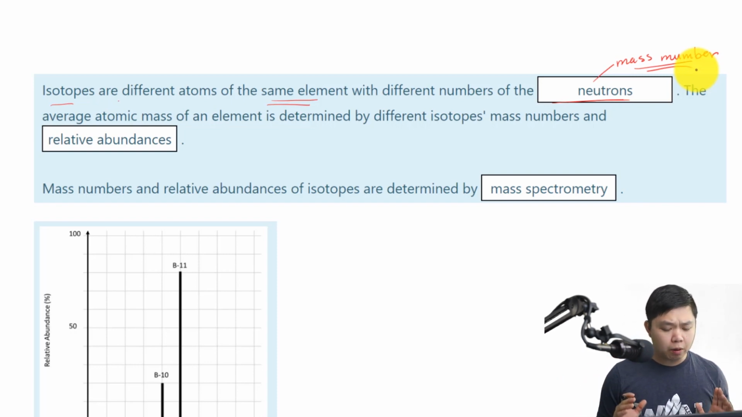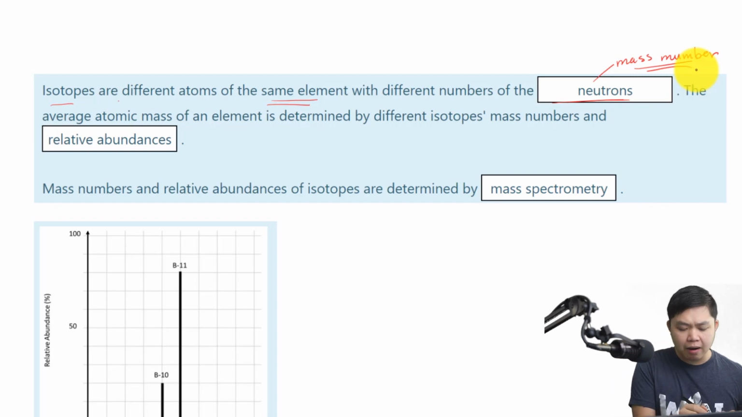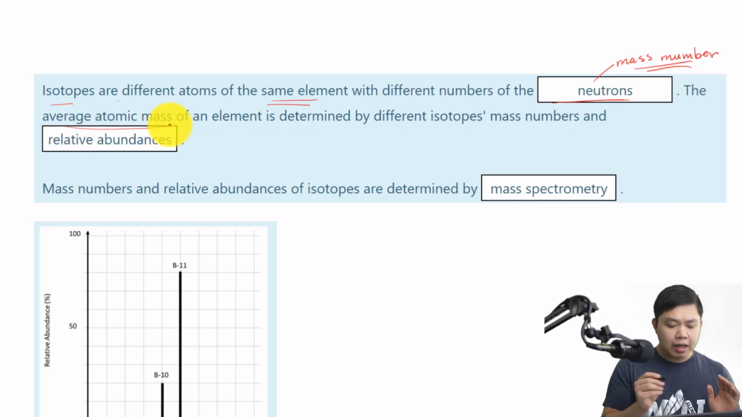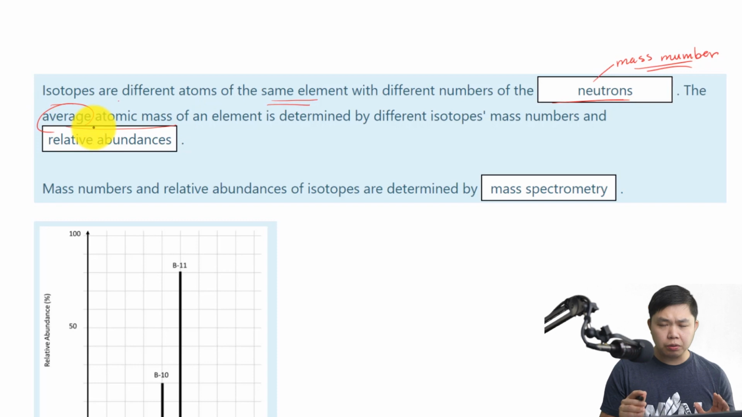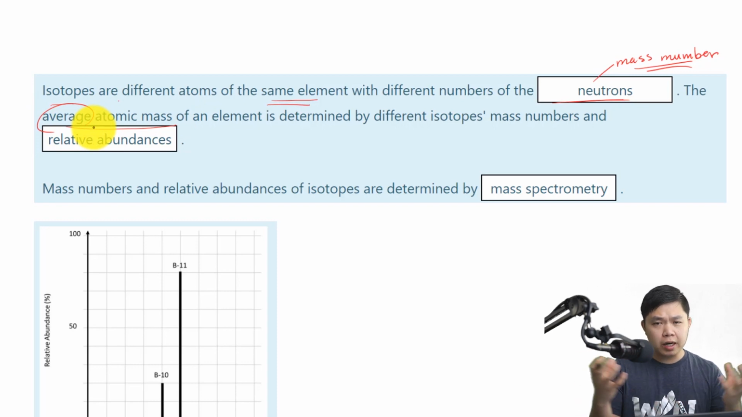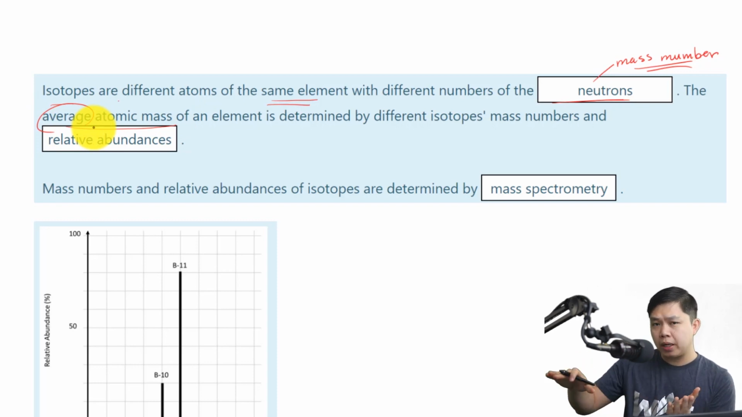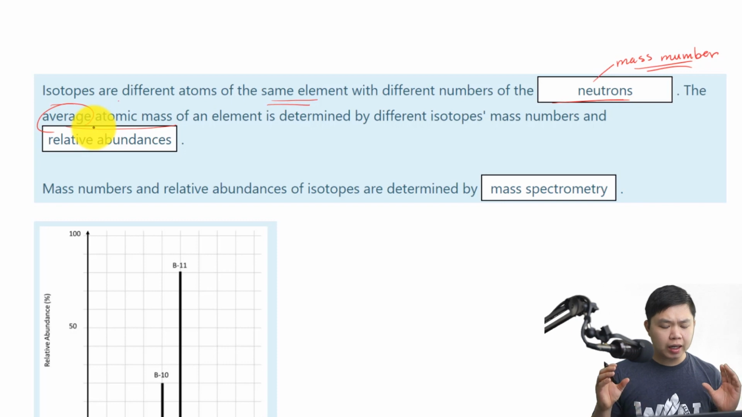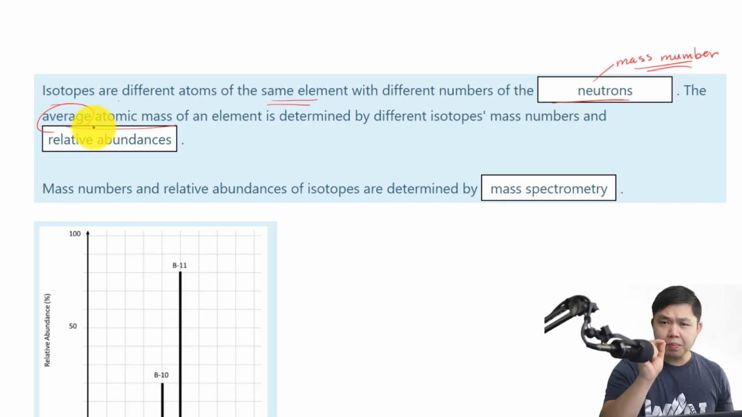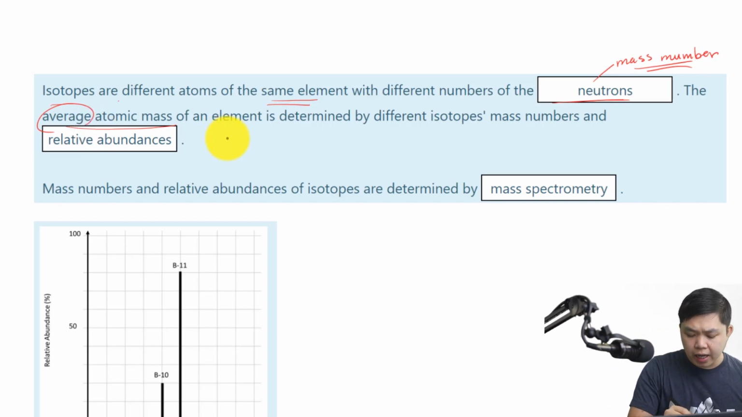Then on the periodic table, every single element has an average atomic mass. Now the term average is referring to a combination, right, an addition, and then we divide by how many there are. So in this case, we are looking at the average mass of all the isotopes. And the average mass of an element is measured in AMU, and AMU is atomic mass unit.